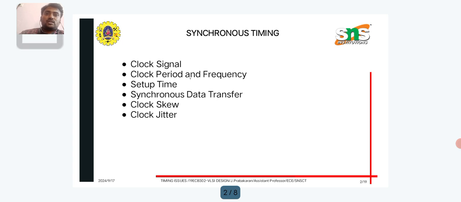And another one is clock jitter. Clock jitter is the variation in the clock signal period or phase from its ideal value. It can be caused by noise in the clock generation or distribution circuit, power supply fluctuation, or environmental factors.